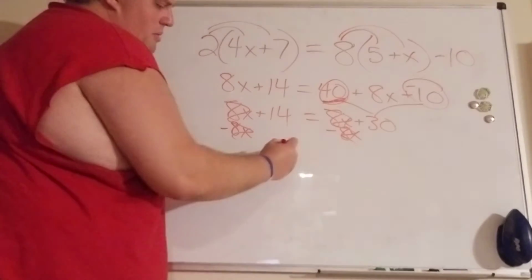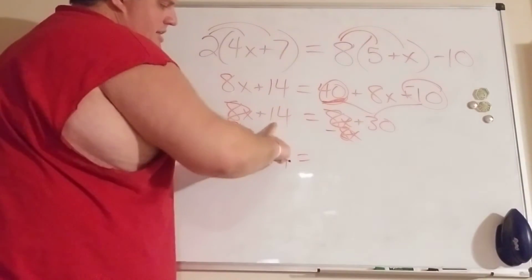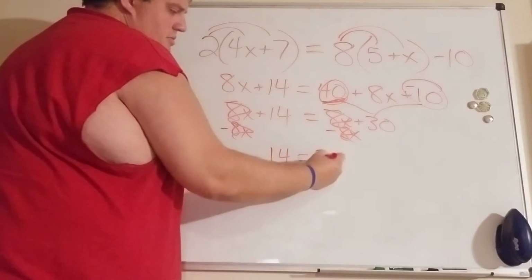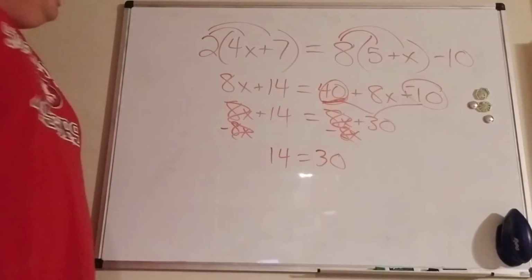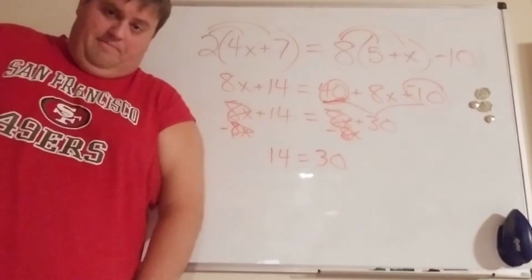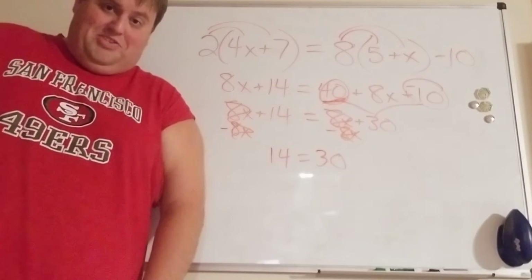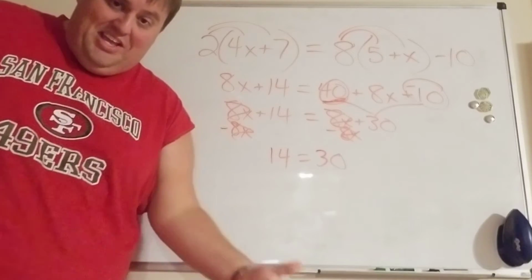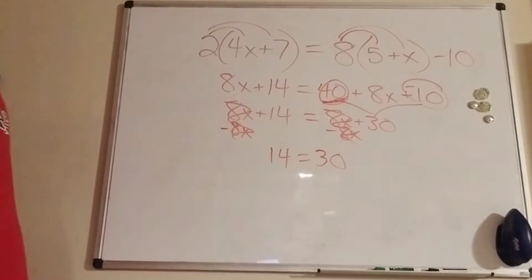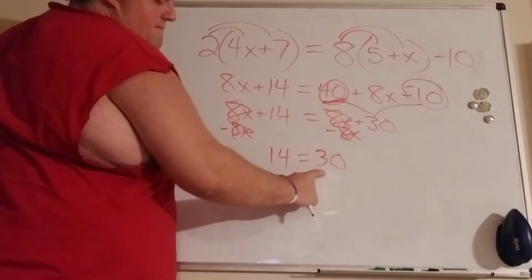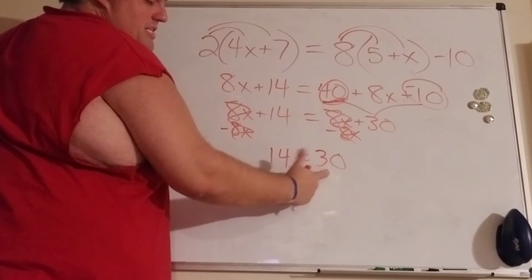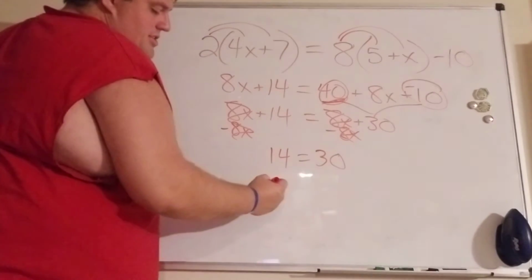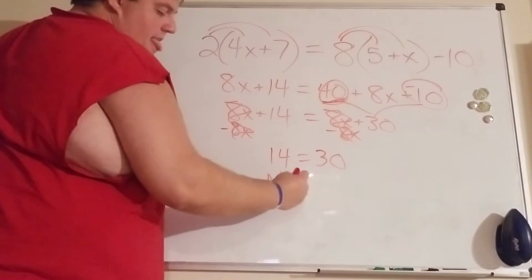We always look at what we have left. In this case, we have 14 equals 30. Now, I know you guys are smart out there. So, easiest question of the year. Does 14 equal 30? Hopefully, you would say no. It definitely does not. If we're left with a false statement, right? 14 does not equal 30. This is what's called a no solution.